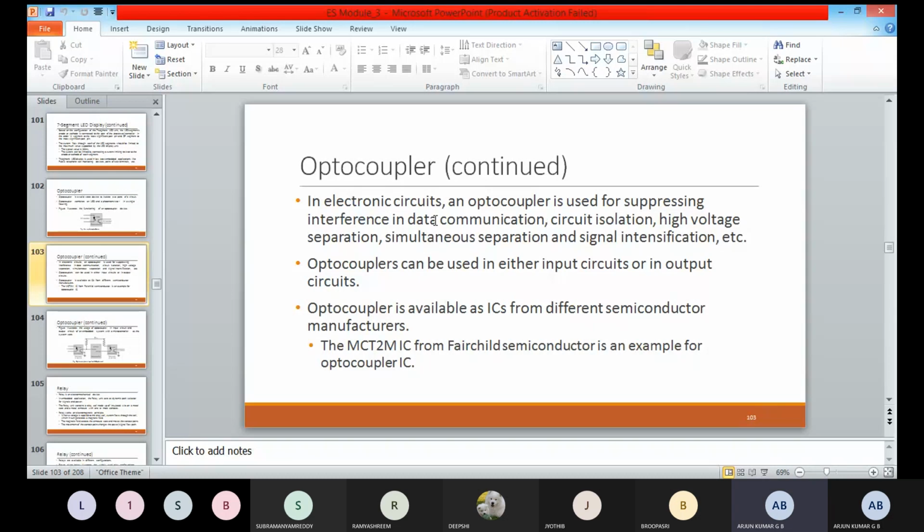Optocouplers can be used in either input circuits or output circuits. They can be used for both. The optocoupler is available as ICs from different semiconductor manufacturers. Initially I told you the optocoupler is made up of two devices, an LED and a phototransistor, combined in a single housing.